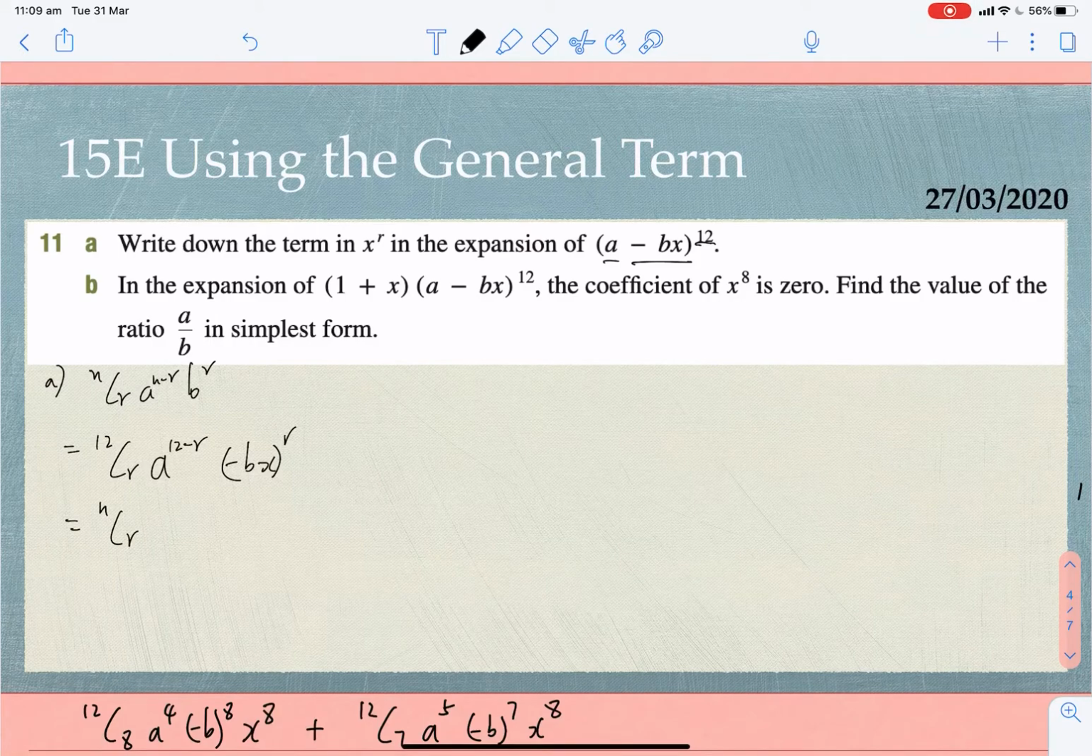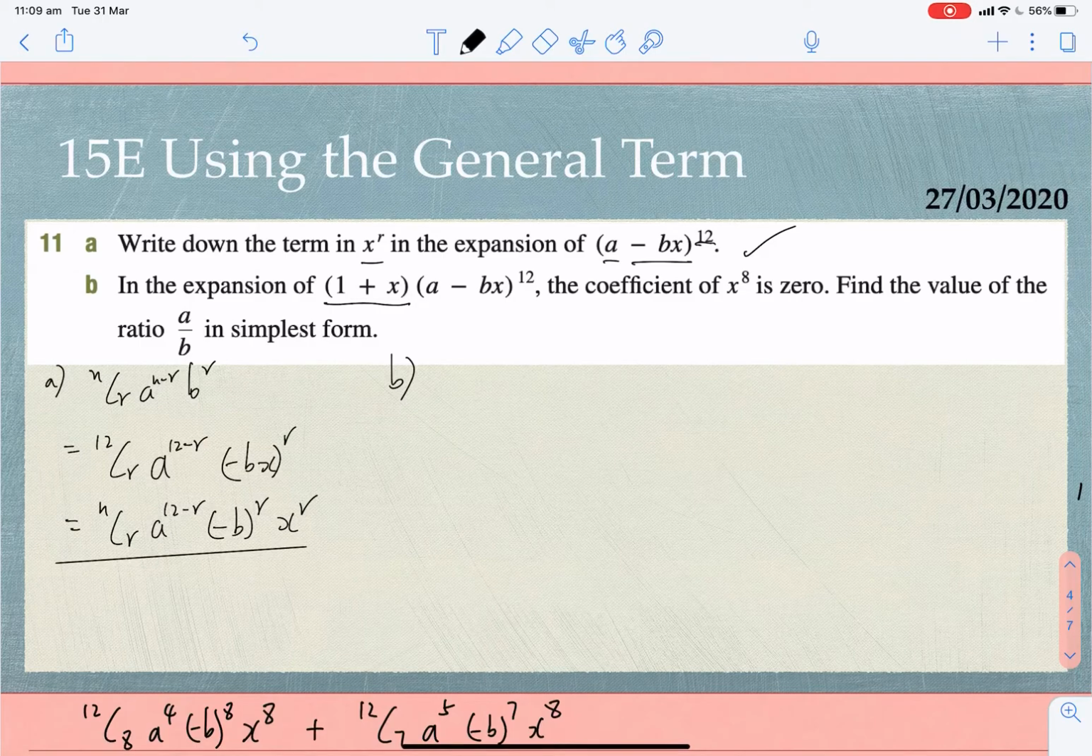So 12 choose r, a to the power of 12 minus r. We need to take negative b out. So negative b to the power of r, and then x to the power of r. So we find the general term with x to the power of r. So the first bit is done. Now the second part. Well, we kind of need to times 1 plus x in here.